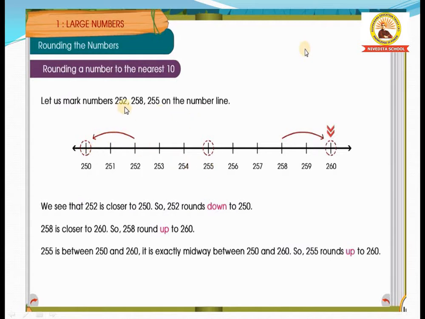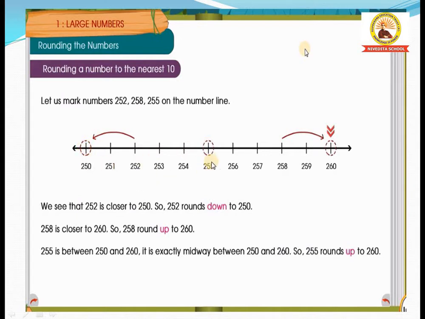In the same way, 258. See, 258 is here. So 258 is closer to 260. So we will write it as 258 rounds up to 260. When it is moving forward, we will write it as rounds up to 260. When it is going back, we will say 252 rounds down to 250.